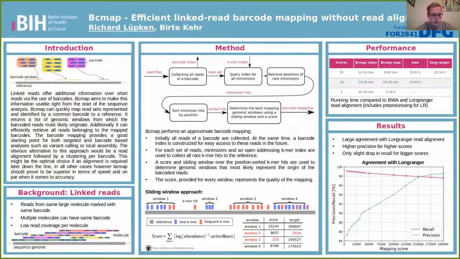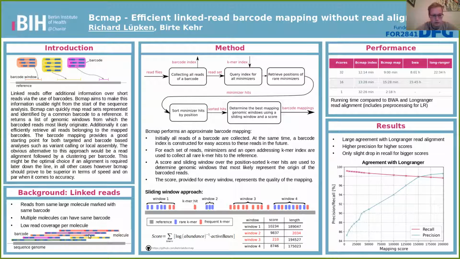So first thing we want to know, what are linked read barcodes? Linked reads are basically short reads, but in a pre-processing step, large molecules are separated into small groups and then marked with a barcode, which can then be retrieved after the sequencing step. As a result, reads from the same large molecule are marked with the same barcode. However, multiple molecules can have the same barcode, and we only have a low read coverage per molecule.